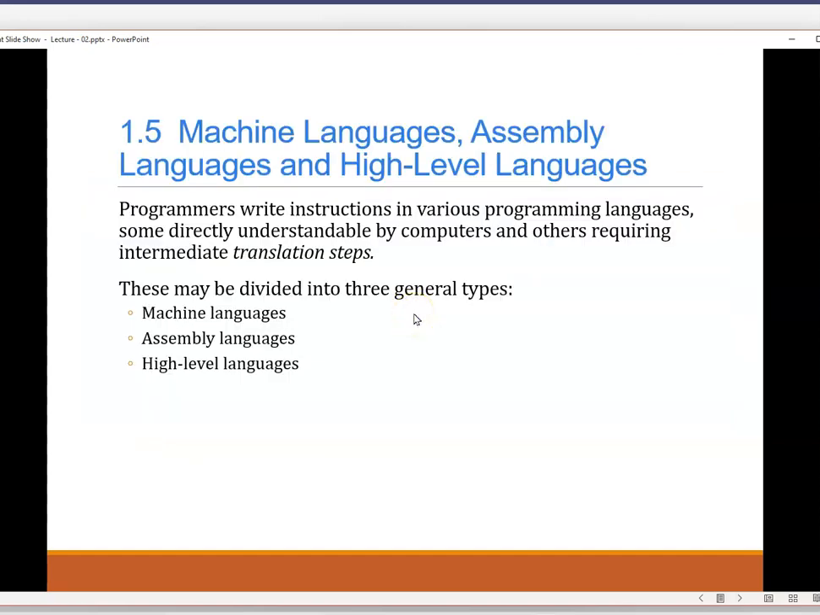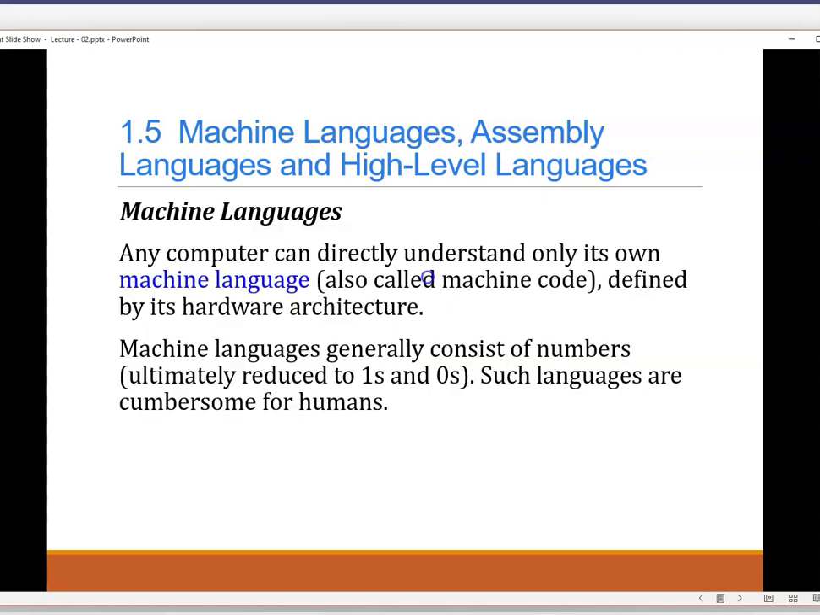So, how do we program these things? Programmers write instructions in various programming languages. Some are directly understandable by computers, and others require intermediate translation. There are 3 general types: machine languages, assembly languages, and high-level languages.